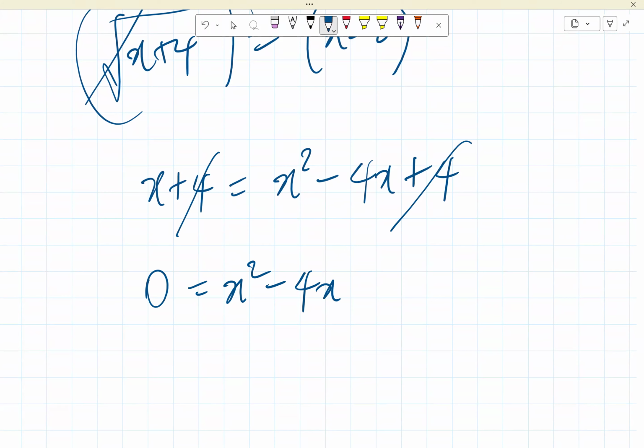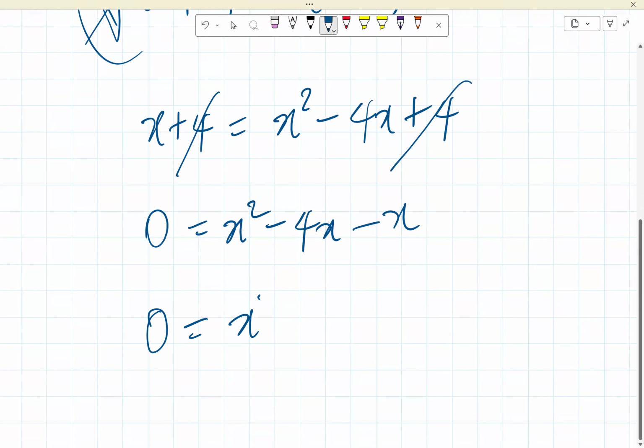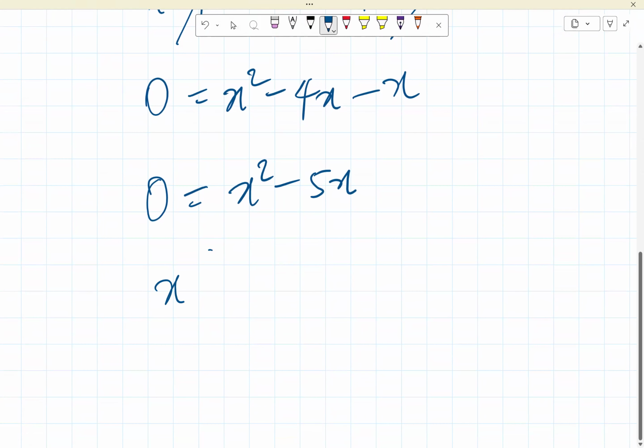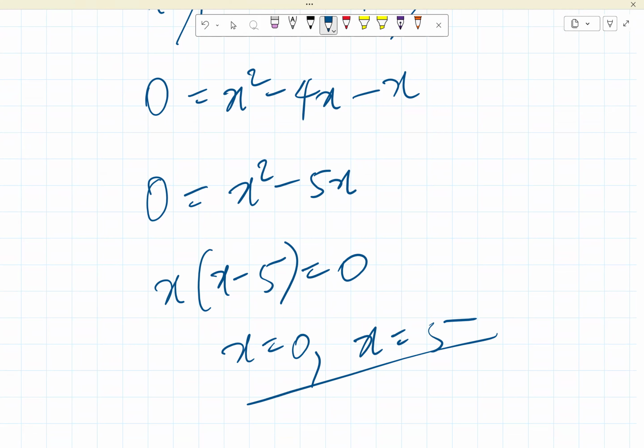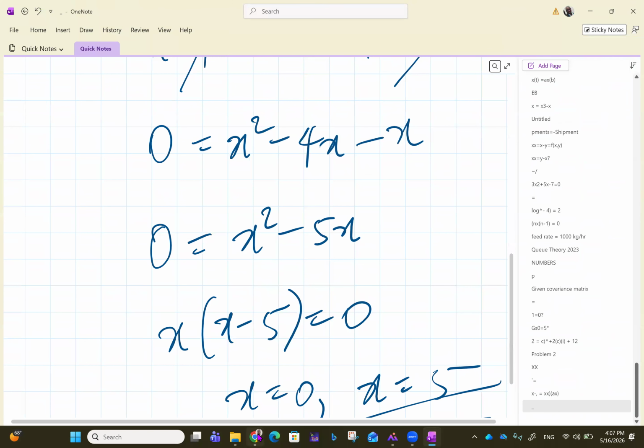minus x, right? So you then have 0 equals x squared minus 5x. So that means that you have x times x minus 5 equals 0. So x is equal to 0 or x is equal to 5. Okay. So x can be 0 and x can also be 5. But in this case, yeah, x can be 0 or 5 normally.